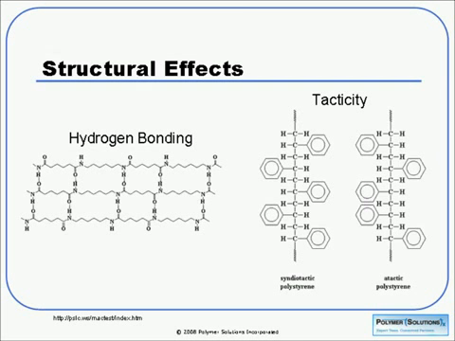Tacticity is another effect, and that's related to stereochemistry or symmetry of your molecule. The syndiotactic polystyrene here in the middle has phenyl rings that are alternating on different sides of the chain. And you can imagine that if another chain came and lined up with this, they would fit together very nicely. Atactic polystyrene, on the other hand, has those phenyl rings just randomly along its chain, and therefore it would be very difficult to pack these together closely. And indeed, atactic polystyrene is typically amorphous.